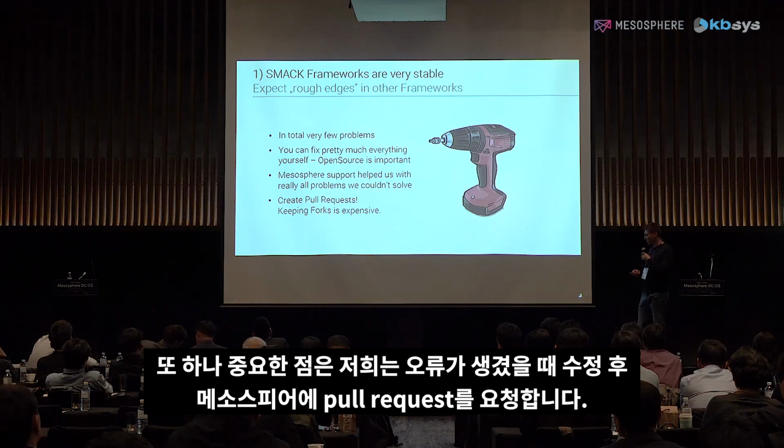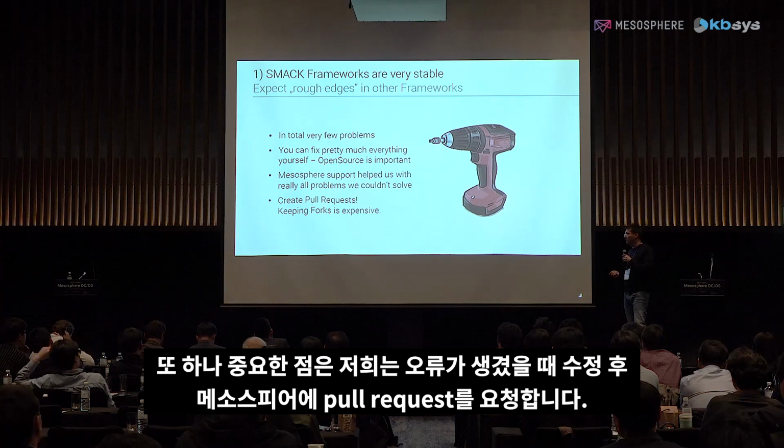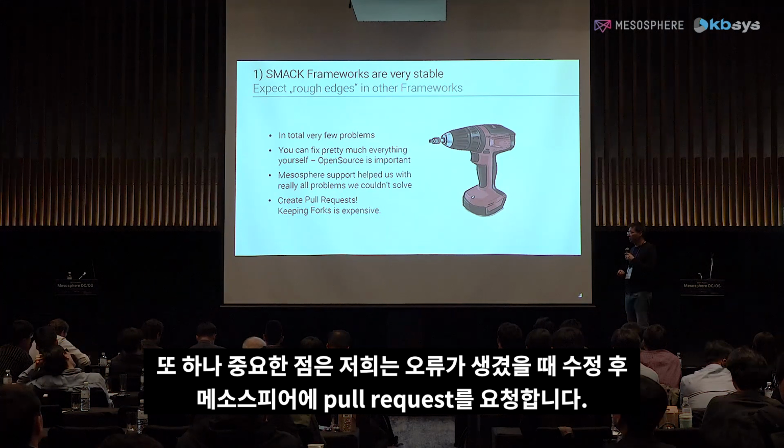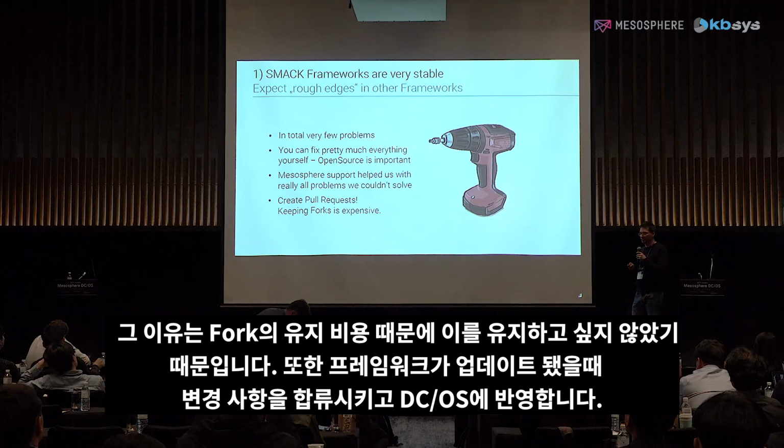And a very important thing for us as well was if we fixed things, we created pull requests for Mesosphere because we didn't want to keep any forks, because keeping forks is expensive. If the frameworks get updated, you have to merge the changes again as well.